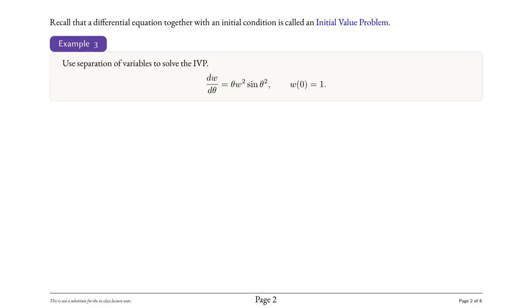Recall that a differential equation together with an initial condition is called an initial value problem, IVP. So for example, given the differential equation dw over d theta equals theta w squared sine theta squared, and the initial value when theta is 0, w is 1, this is called the initial value problem, or IVP. We're going to use separable equations to solve for w, and we're going to use the initial condition to find the particular solution.